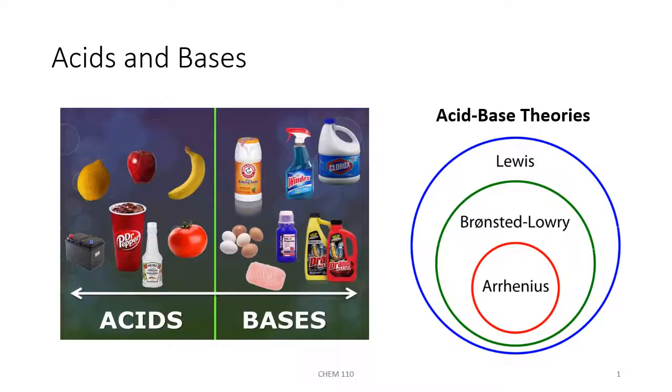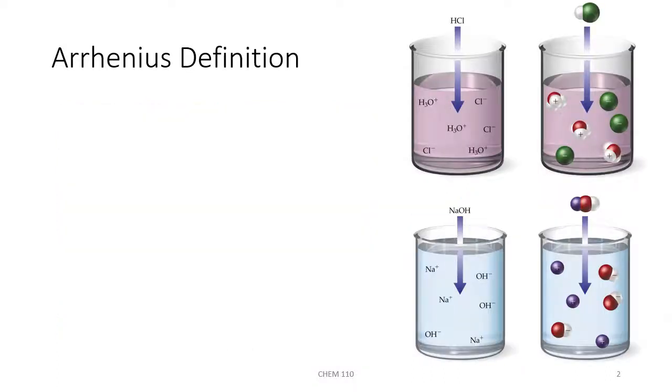There are a few acid-base theories that are known throughout chemistry: the Lewis theory, the Bronsted-Lowry theory, and the Arrhenius theory. For this class, we're going to focus on only the Arrhenius theory. If you take Chemistry 112, the second half of this course, we will learn about the Bronsted-Lowry theory and the Lewis theory there. Let's look at a few definitions.